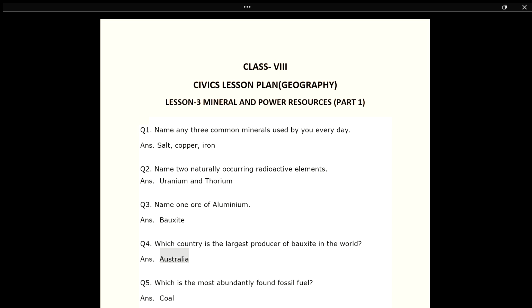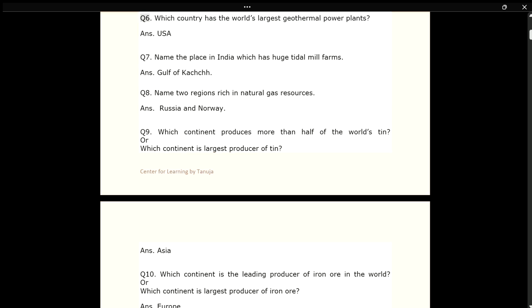Ans. Australia. Q5. Which is the most abundantly found fossil fuel? Ans. Coal. Q6. Which country has the world's largest geothermal power plants? Ans. USA. Q7. Name the place in India which has huge tidal mill farms. Ans. Gulf of Kutch.